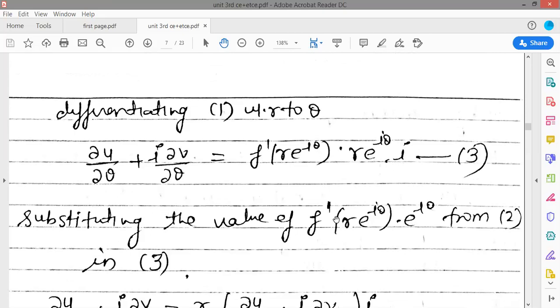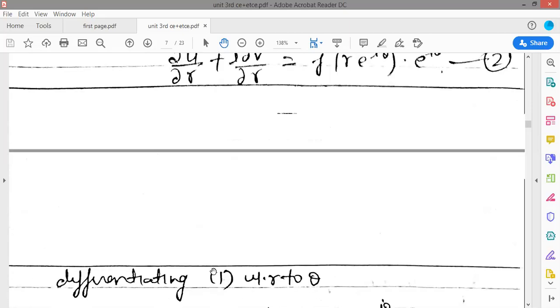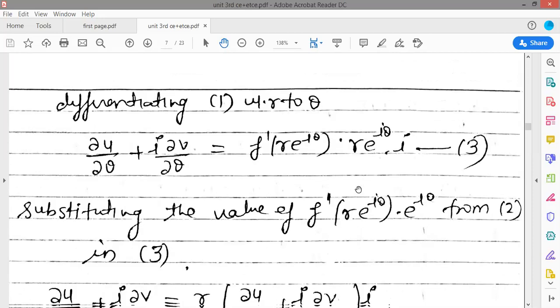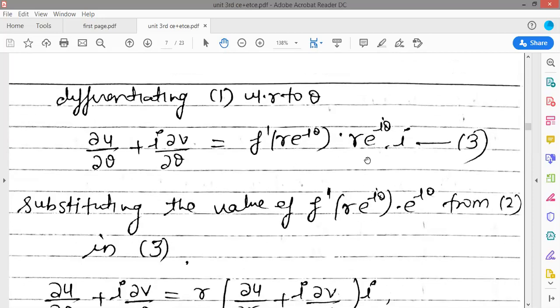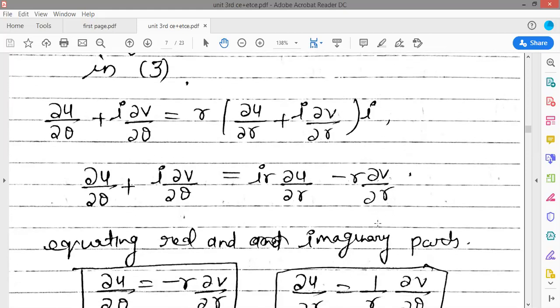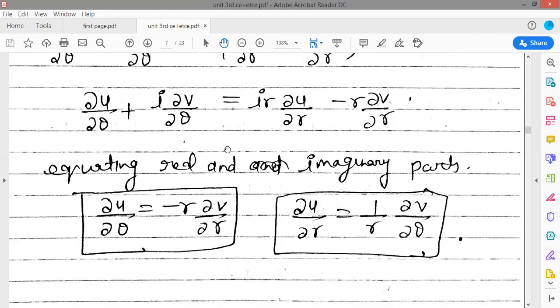Now substituting the value of f' of r e to the power i theta from equation second into third, you will get del u upon del theta plus i del v upon del theta is equal to r times i times the quantity del u upon del r plus i del v upon del r. Here i is outside, so multiplying ir inside the bracket, you will get this line, and then equating real and imaginary parts.